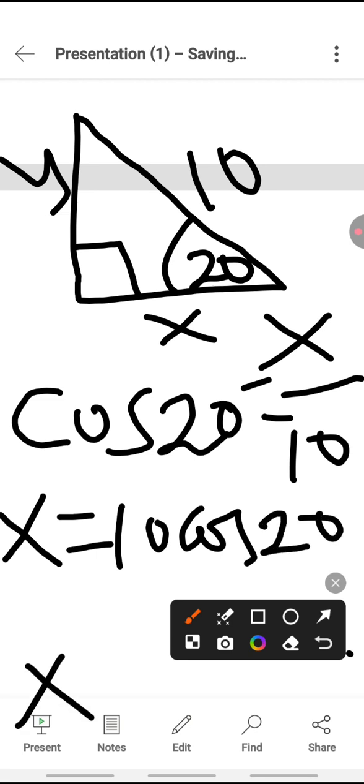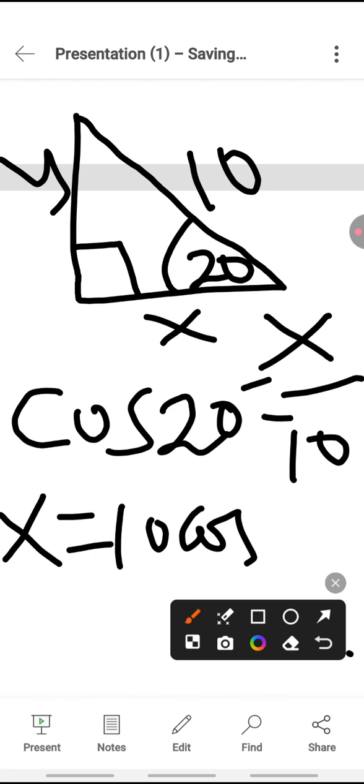You punch that on your calculator. 10 cos 20 is 9.4, approximated to 1 decimal place. So this is how we can find the variables.